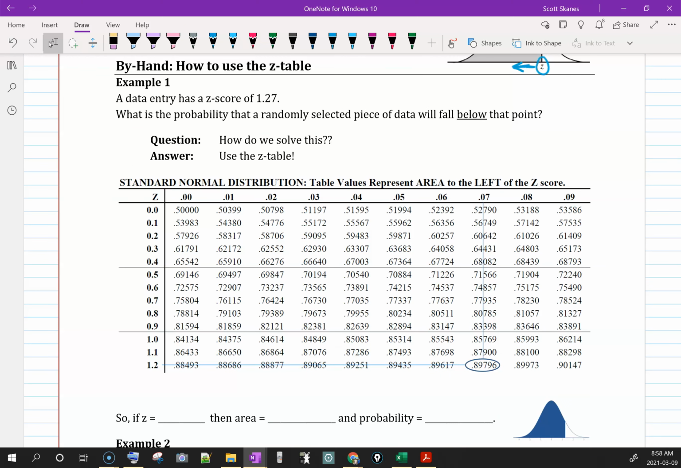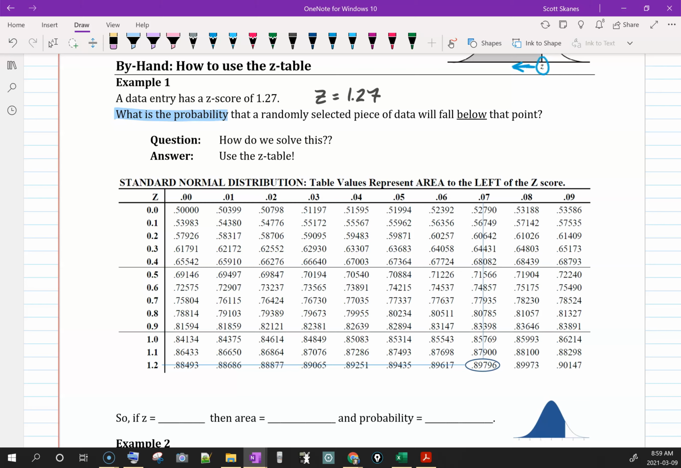So let's just suppose that we have a data entry which has a z-score of 1.27. The question is, what is the probability that a randomly selected piece of data will fall below that point? So basically, you've got your z-score of 1.27 here, and what's the probability that it's going to fall below? So it's going to be above 50%.